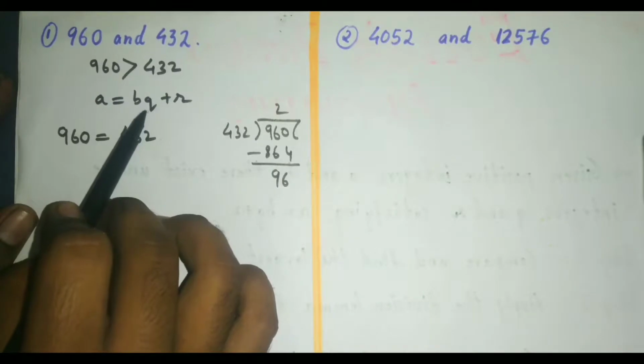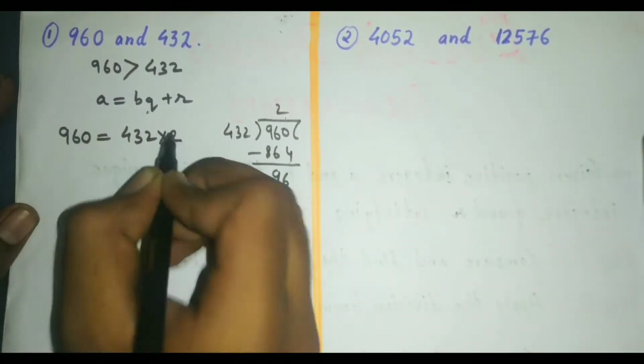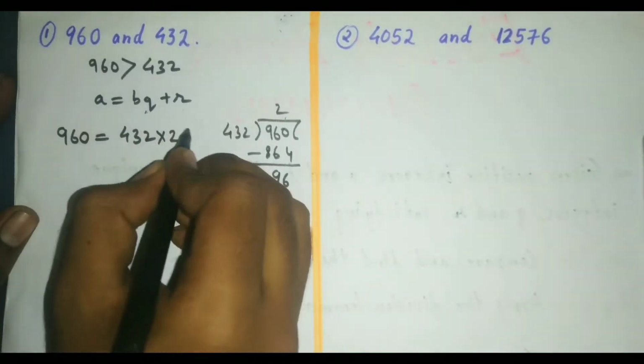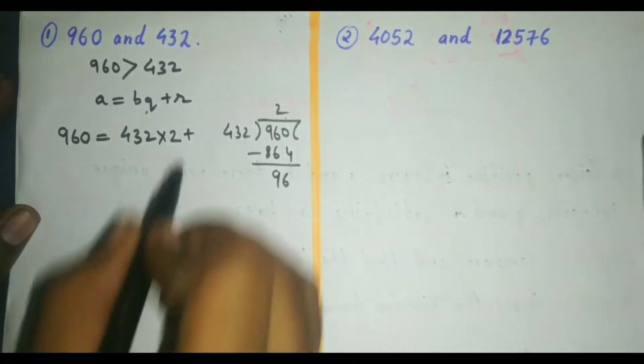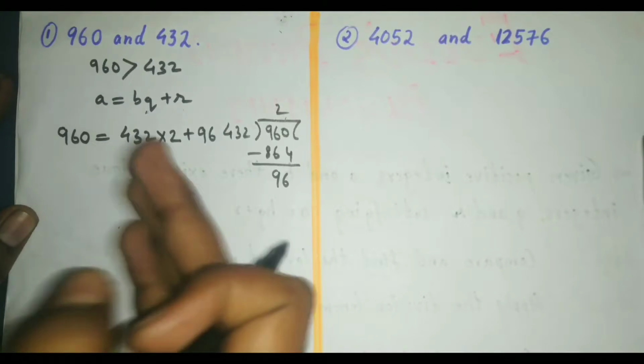The quotient is Q and the remainder is R. So Q will be 2. So you multiply B, the smallest number, by 2, plus R, which is the remainder, that is 96. Since the remainder is not 0, you have to continue to the next process.